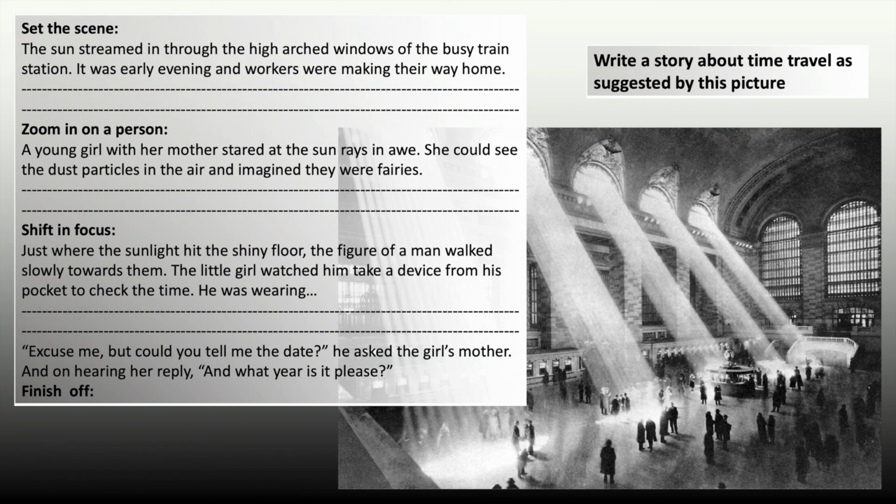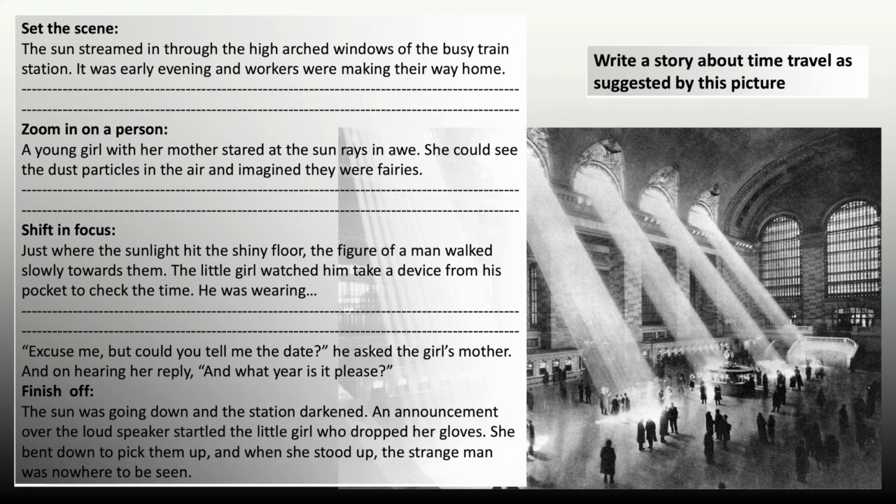Then I put in here a little bit of a conversation. This is the only bit that suggests any time travel in this piece of descriptive writing or this story. "Excuse me, but could you tell me the date?" he asked the girl's mother. And on hearing her reply, "And what year is it, please?" So that's just a little hint at the possibility of some time travel. And you've most importantly used some nice punctuation there and shown the examiner that you know how to use speech marks correctly.